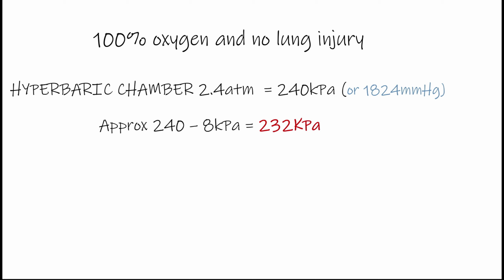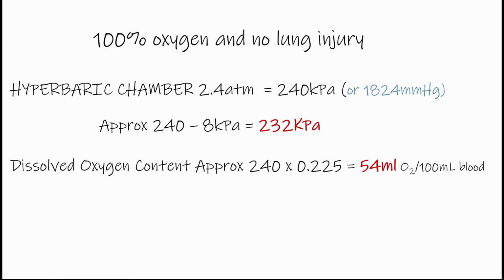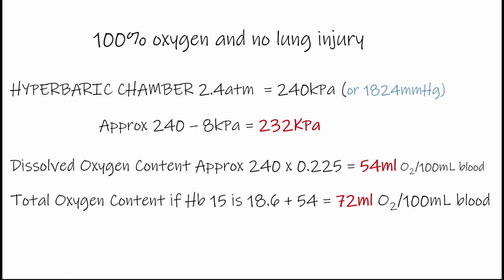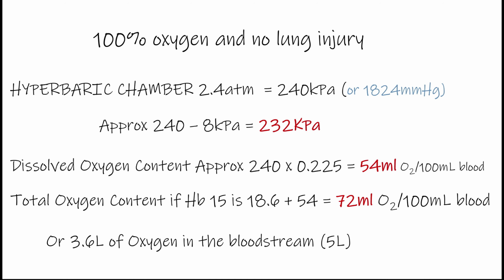And so assuming that the gradient between her inspired oxygen tension and her blood is only 8 kilopascals, then she is getting 232 kilopascals of oxygen delivered into her bloodstream. The dissolved oxygen content will increase quite substantially, up to 54 mils per 100 mils of blood. Now remember, we have 18.6 already attached to hemoglobin, so that gives us a total oxygen content per 100 mils of blood of 72 mils, or 3.6 litres of oxygen in the 5 litre bloodstream. So that's a pretty impressive increase in the amount of oxygen compared with baseline.